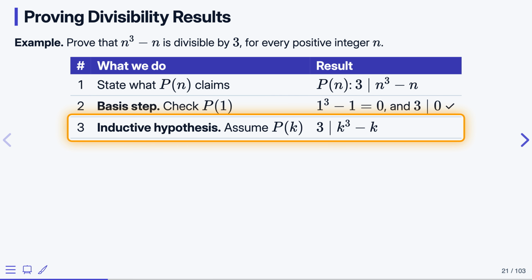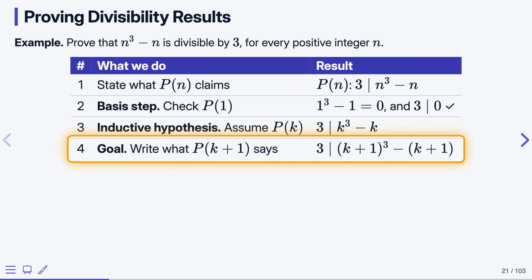Step 3. The inductive hypothesis. Assume 3 divides k cubed minus k. Step 4. Write the target. P of k plus 1 says 3 divides (k plus 1) cubed minus (k plus 1).